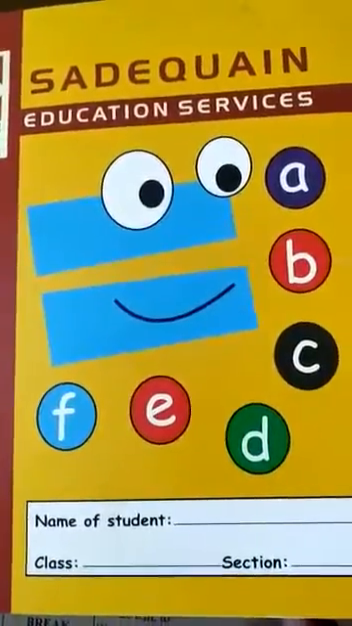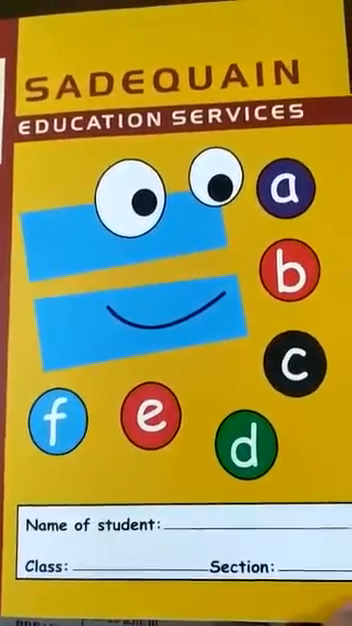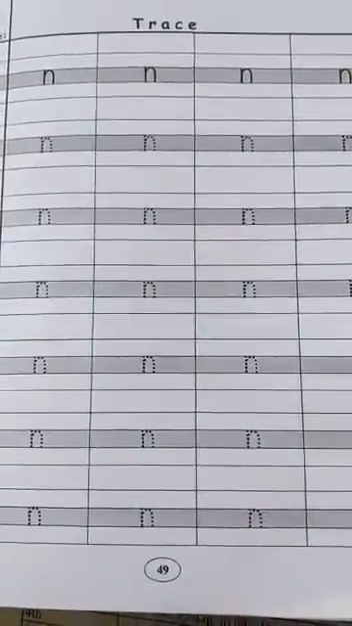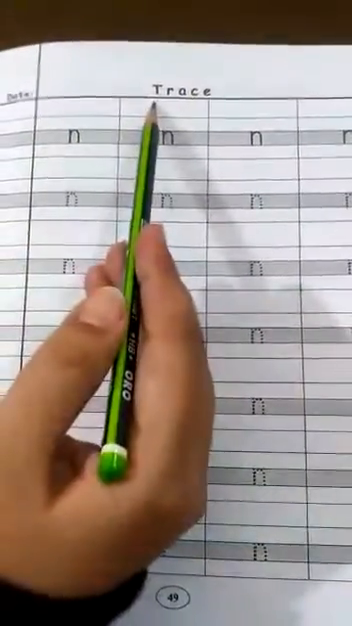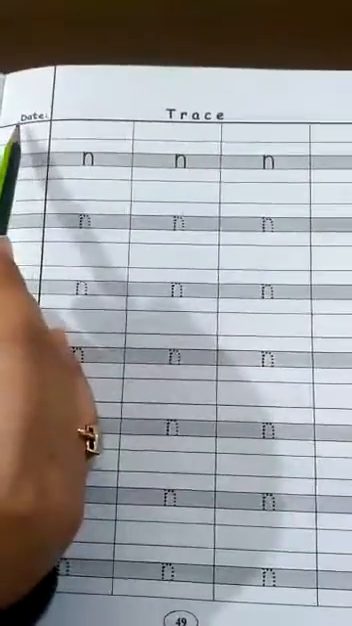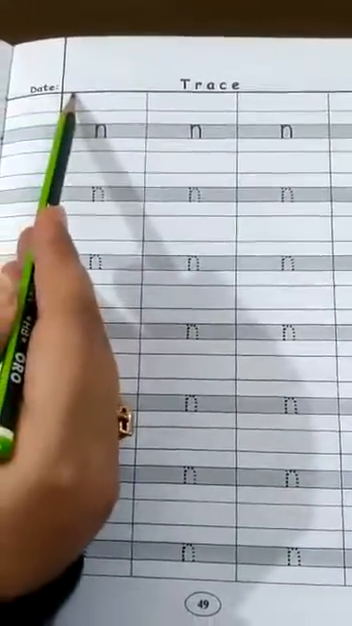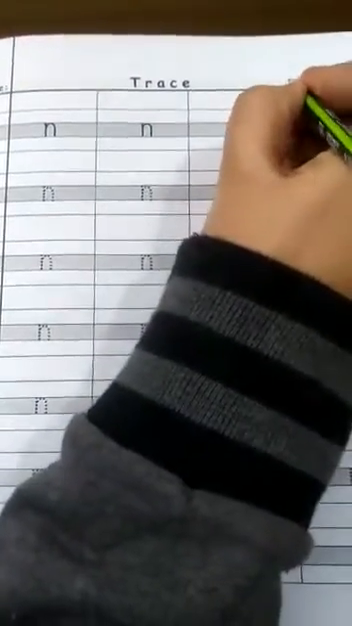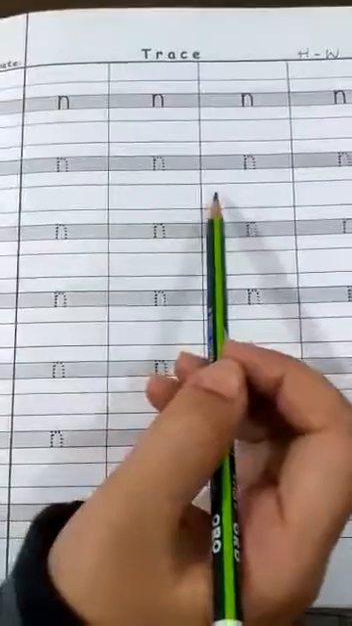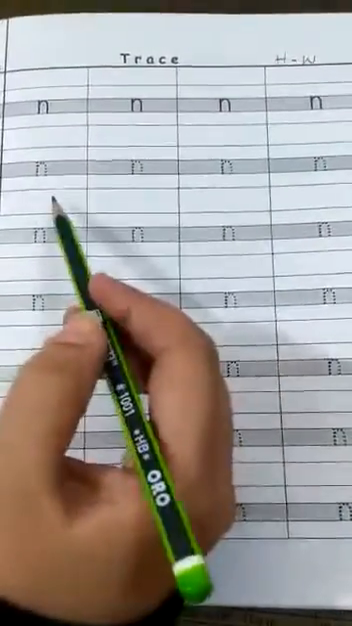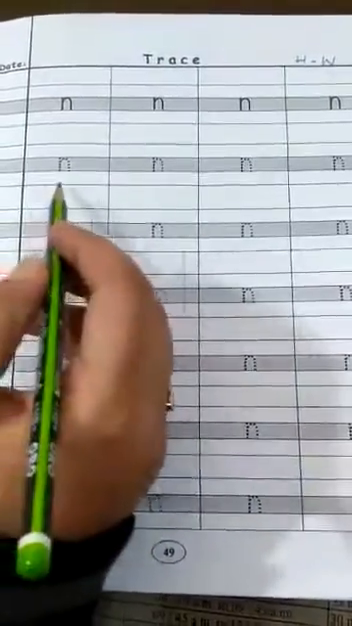Now open your copy of English. Open page number 49. Here you have to trace. First of all, mention the date over here. Write homework. It's your HW work. So here you have to write homework. And here you have to trace with the dots. Dots have been given for you.